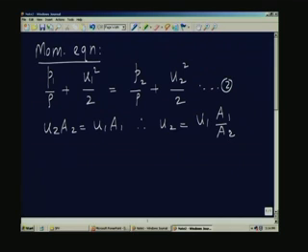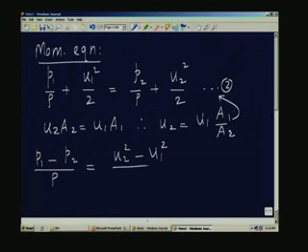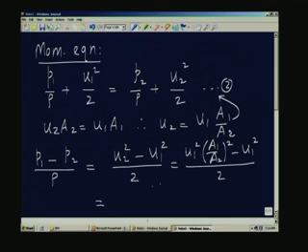So, I can substitute into equation 2. What I will get is (P1 minus P2) by rho, I am just taking P2 by rho to the other side, will be equal to (u2 squared minus u1 squared) by 2, and u2 I am going to substitute, this becomes u1 squared into (a1 by a2) whole squared minus u1 squared, divided by 2, which will be the same as u1 squared by 2 is common, into (a1 by a2) whole squared minus 1.